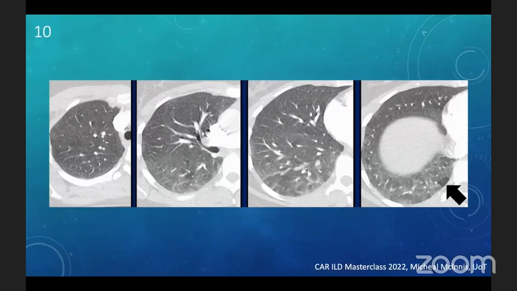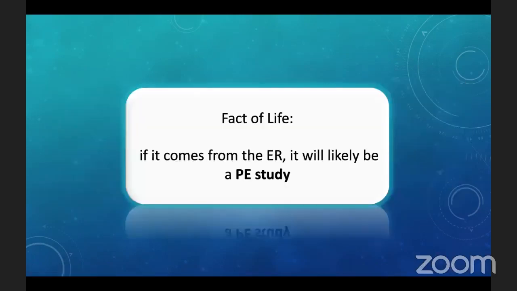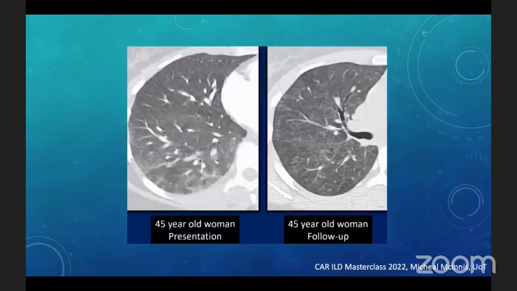But you can see the mosaic attenuation. You can see this lobular area of hypoattenuation on the lung base. Let's look at it. Yeah, that's a fact. Let's look at it on the follow-up when the study was done as a non-contrast HRCT protocol. Look how much better you can appreciate those centrilobular ground glass nodules as opposed to the PE study.